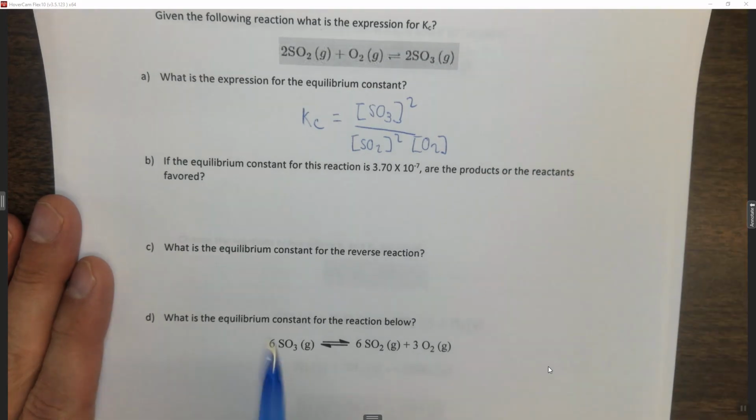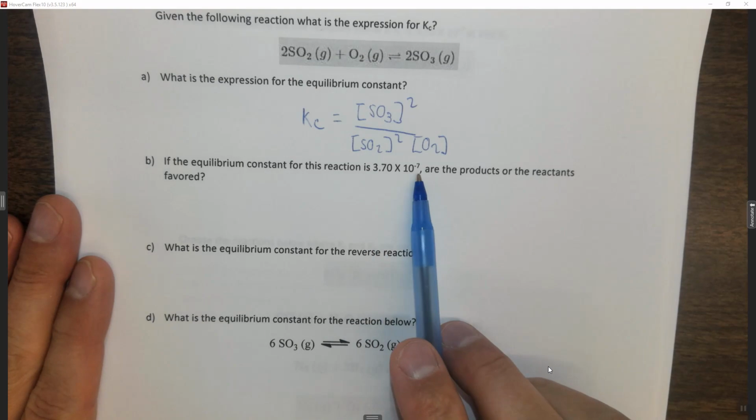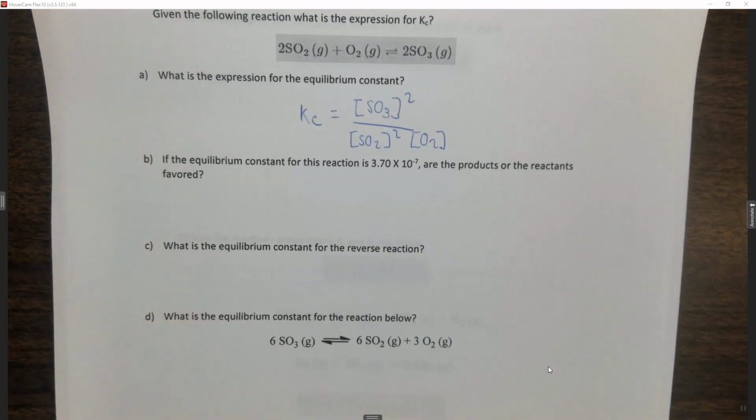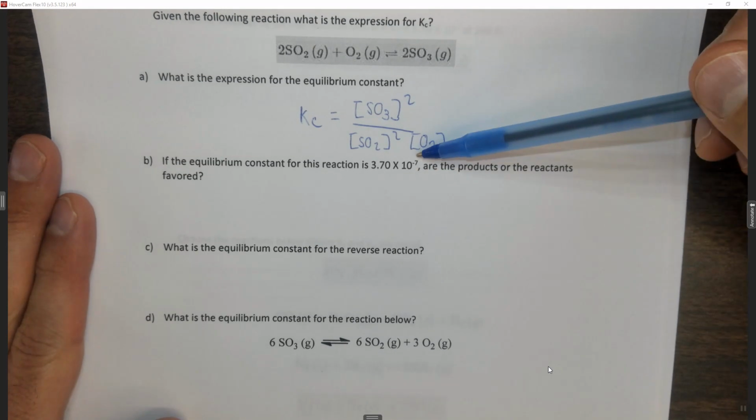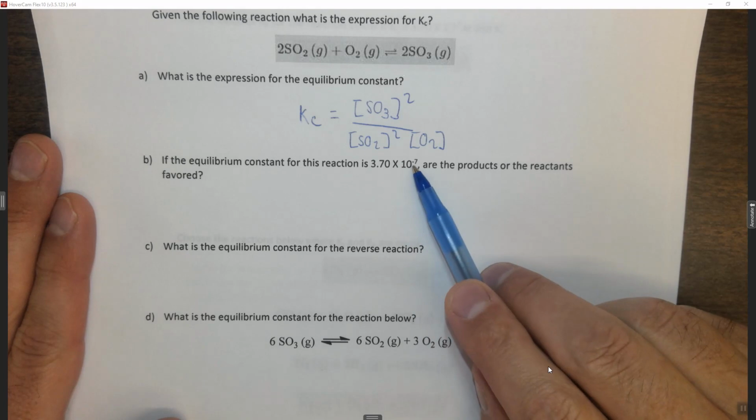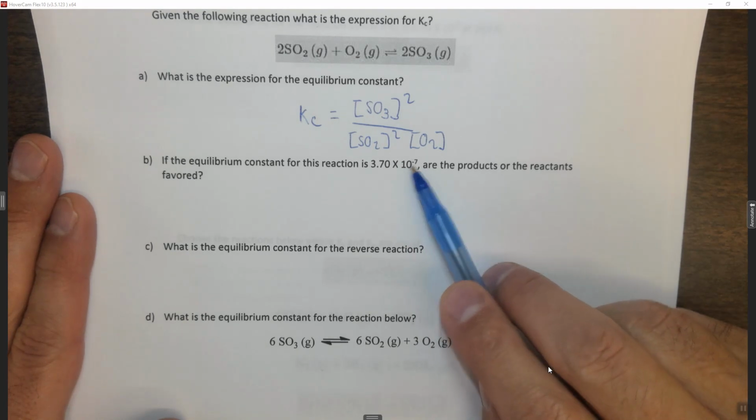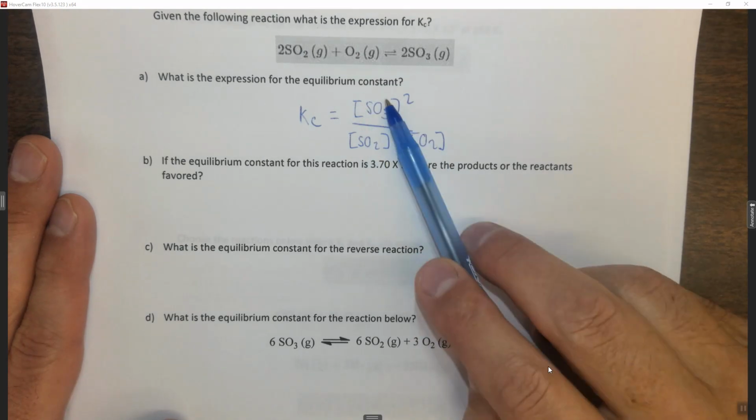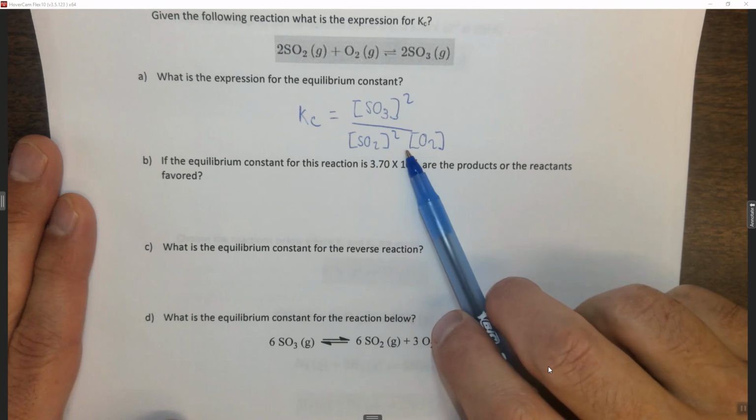All right, next one. It says, if the equilibrium constant for this reaction is 3.7 times 10 to the minus 7, are the products or the reactants favored? Well, let's look at the math here. Products are on top and reactants on the bottom. This number is very small. It's much less than 1 because we have a negative exponent here. So this is a very small number. That means, relatively speaking, we have relatively little product and relatively large amounts of reactants.